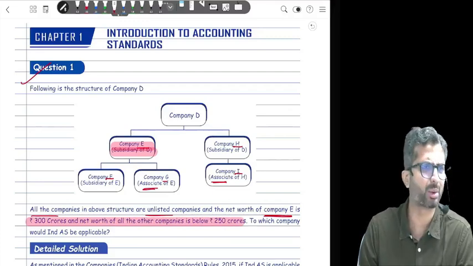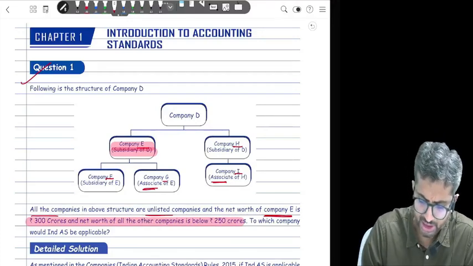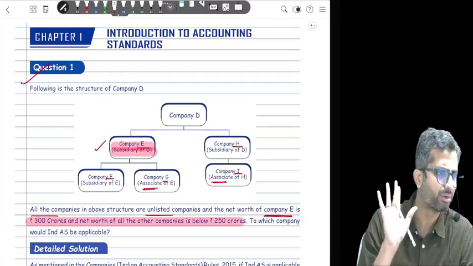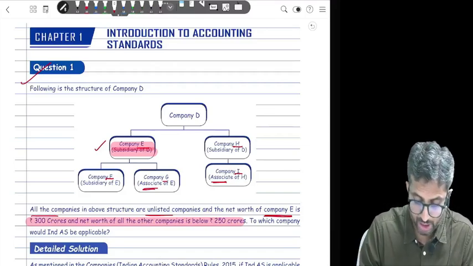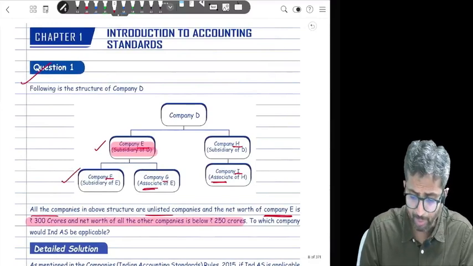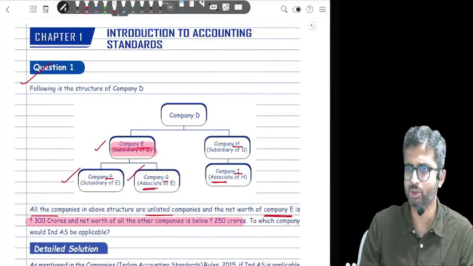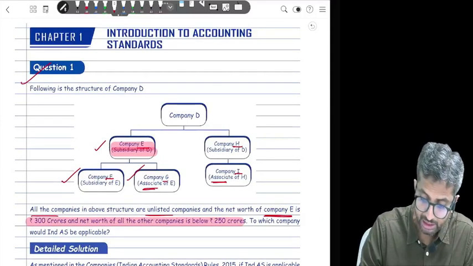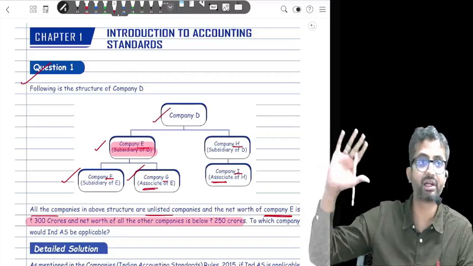Okay, understood the question? First, the company in question, company E: is Ind AS applicable? Because now the applicability is 250 crores and above for unlisted companies, so Ind AS is applicable. Now, corresponding to that, for company F, is Ind AS applicable? It's a subsidiary. Company G, it is an associate. Even associate is covered? Yes. What about company D? Yes. Indirect applicability to the parent, definitely applicable.